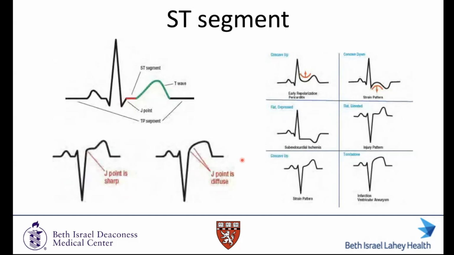I think there's a lot of ambiguity about this J point, but typically it's normally sharp. And when there is more of a diffuse J point, that traditionally indicates more concerning pathology.